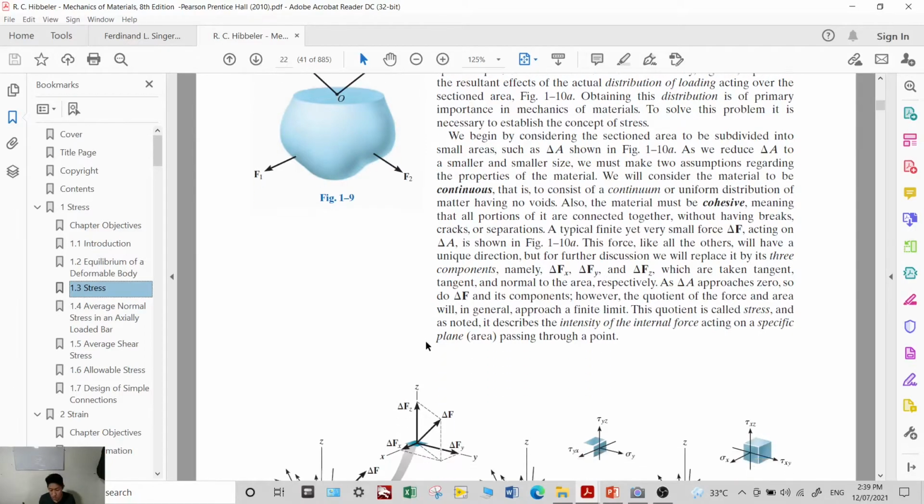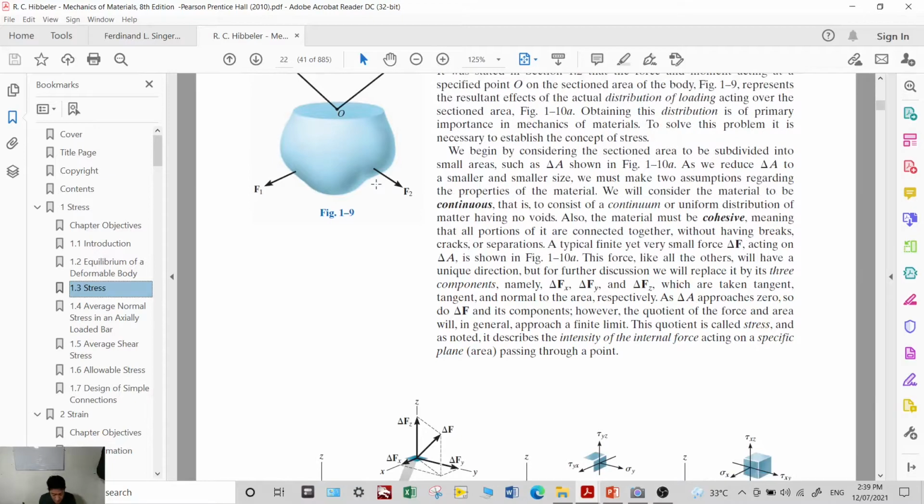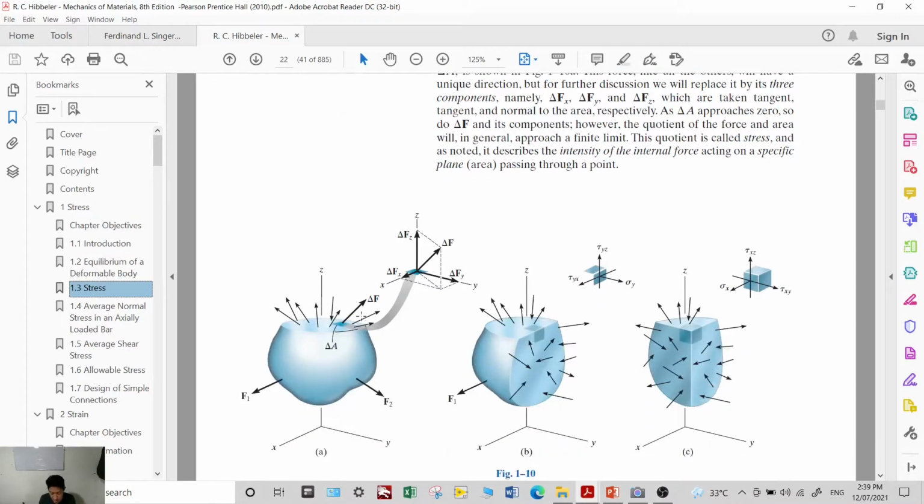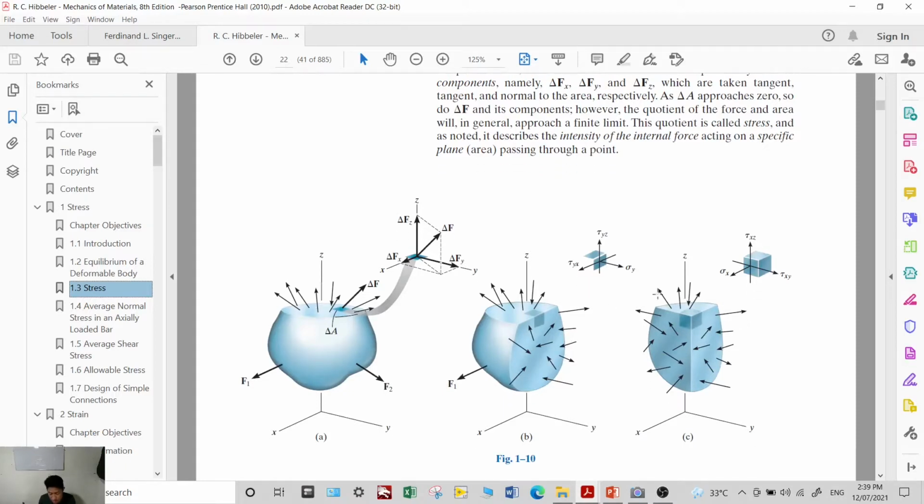So, if we cut this object, we will find out that you have this one. What is this one? Sigma y, tau yz, and tau yx.